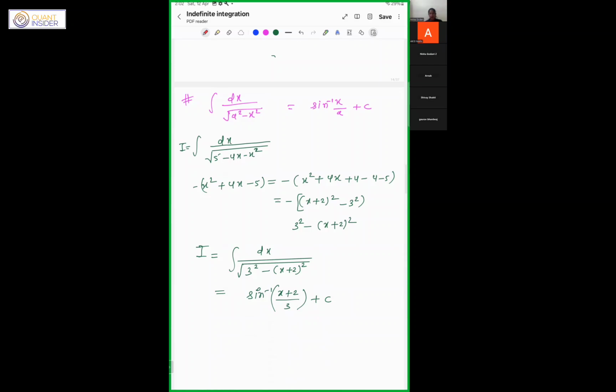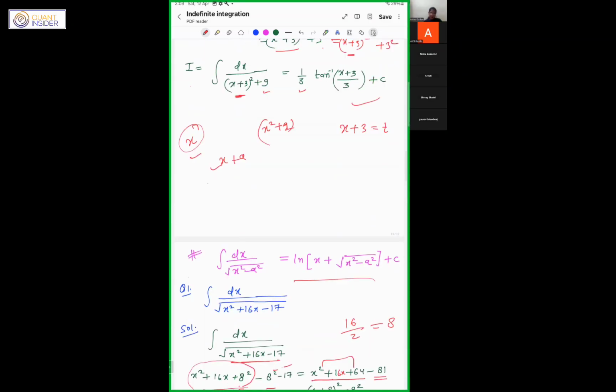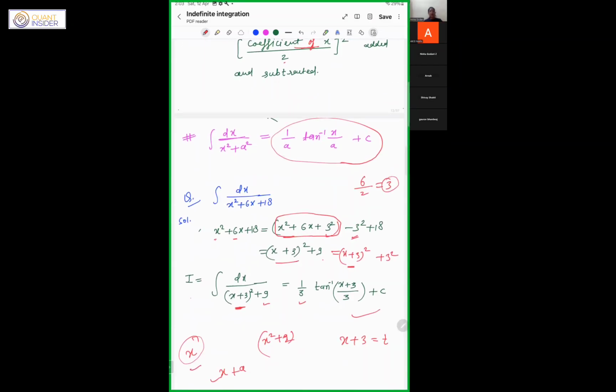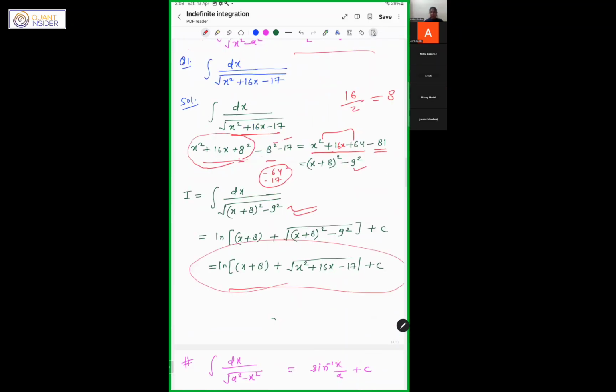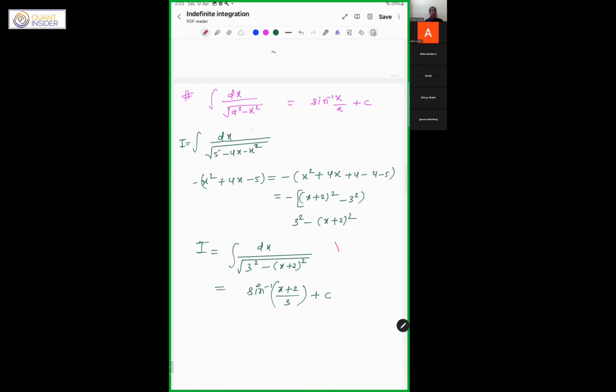Similarly, you have the next one. In this, the formula is for the integration of 1 upon under root a square minus x square. So this is sine inverse x upon a. You can see in the formula of tan inverse, there was 1 upon a tan inverse x upon a, and there was no under root. In this formula of sine inverse x upon a, the under root is there, and in the under root you have a square minus x square.